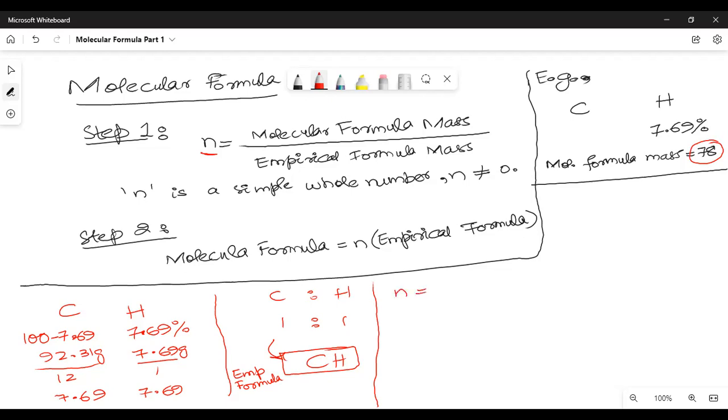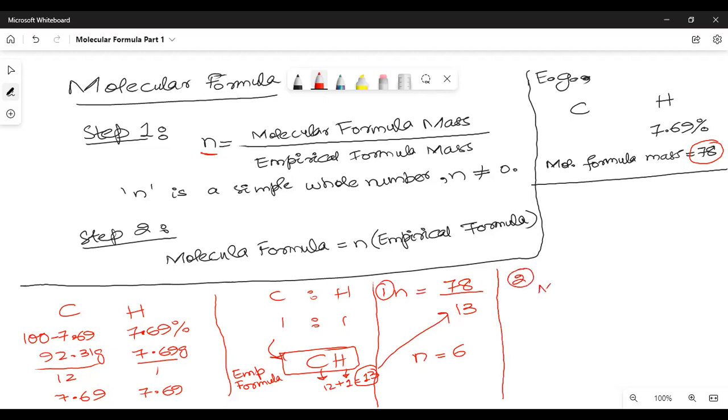So for N, that is 78 divided by, now this is CH, C is 12 plus H is 1. So empirical formula mass is 13 really. So let's put this 13 right here. The answer to that one is? Six, right, perfect. The answer to that one is 6. Now, this was the first step. Let's do the second step.